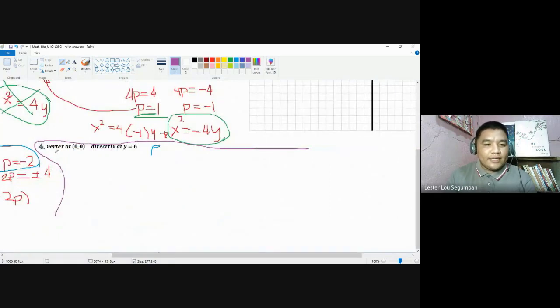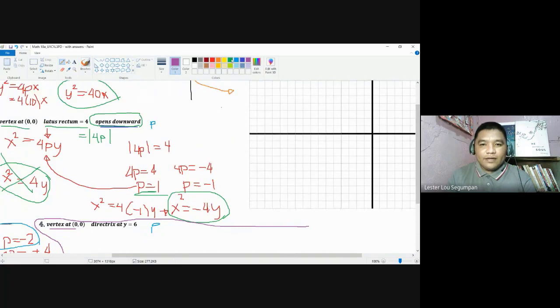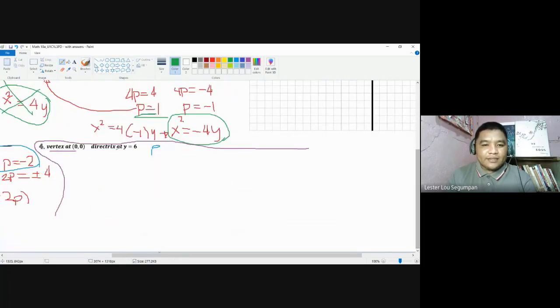For number 4, the vertex is still 0, 0. Let's use this. Okay, vertex is at 0, 0. The directrix is y equal to positive 6. I mean the variable y. Y is positive 6.